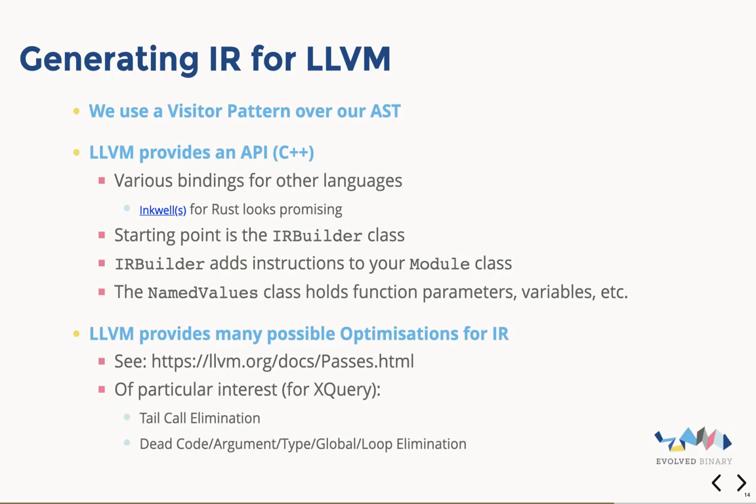And without tail call elimination, if the stack of recursive calls becomes too much, it will blow up the program's stack. So to avoid that, LLVM can unroll our recursive function into a large loop internally, I think is how it works. And it means that we can have as much depth of recursion as we like in XQuery, and the generated IR will always run successfully regardless. One of the other optimizations that looks quite nice for XQuery is dead code and argument elimination.